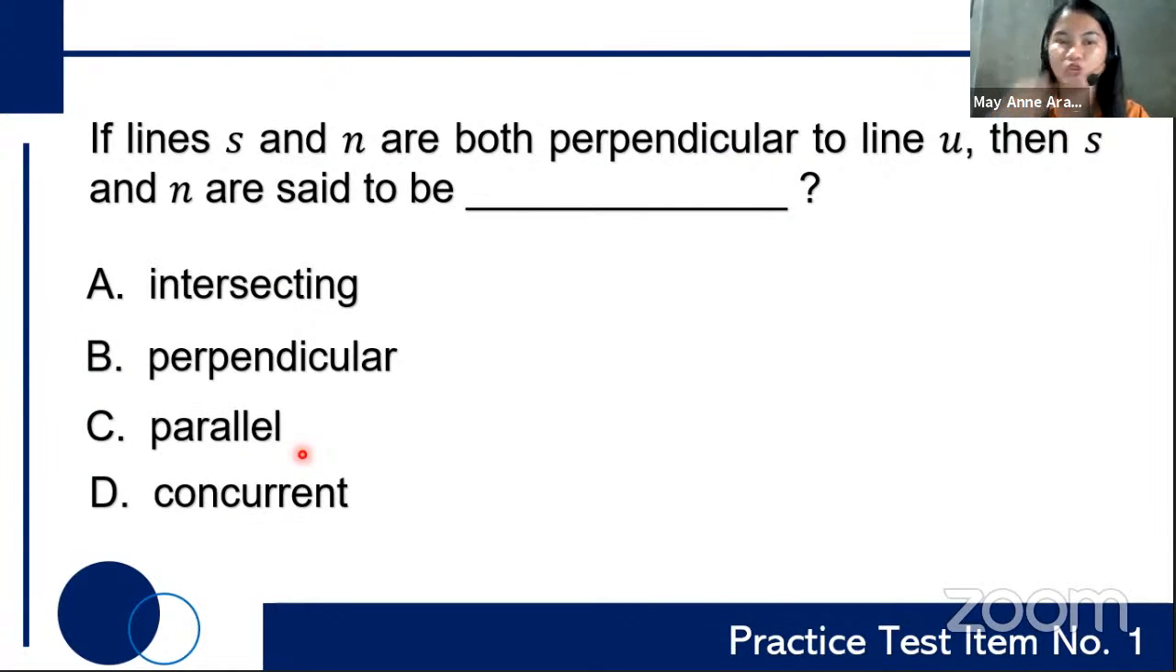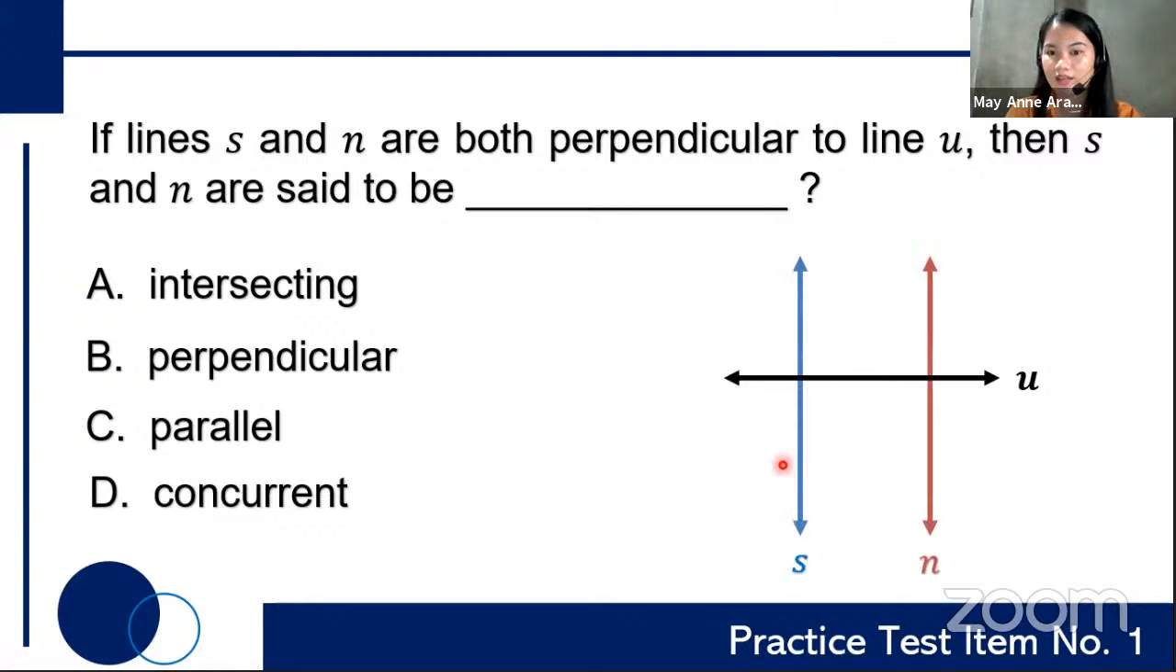Okay, the best way to solve these problems is to illustrate. Since lines S and N are perpendicular to line U, we can first draw the line U. Okay, this is the line U. Since they are both perpendicular, yung line natin ay ganyan, kasi diba, yun ang nagpo-form ng 90 degrees. So we have here line S and line N.